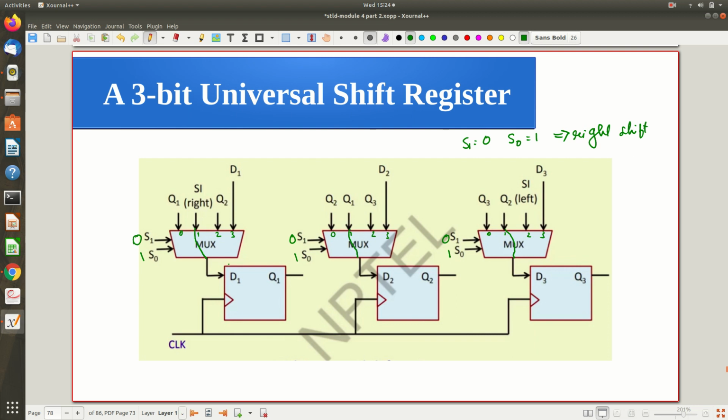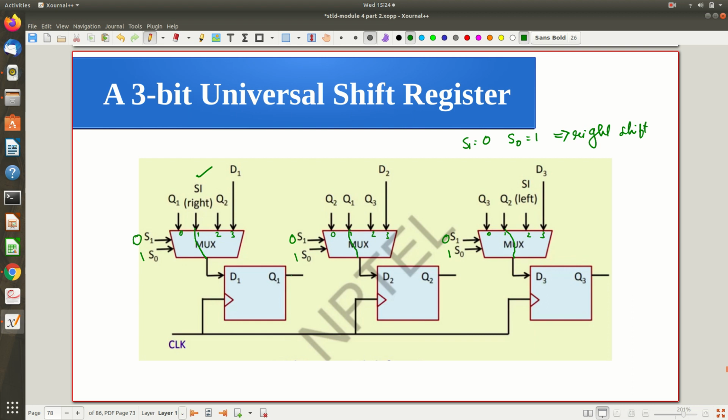So from the leftmost end I will feed the input, right? So this is the very first input to the register. So that is the serial input. The actual serial input is coming like this. Now the output of the first flip-flop should be the input to the second flip-flop, then only that right shift will happen, right?